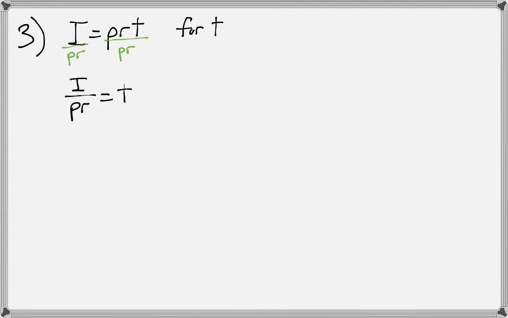I over PR. So in the finance problems, if you were given the interest, the principal, and the rate, and they were asking for the time, then instead of always dividing by the P and the R, if you just use this formula instead of the main formula, that would actually save time if you're doing a lot of problems.